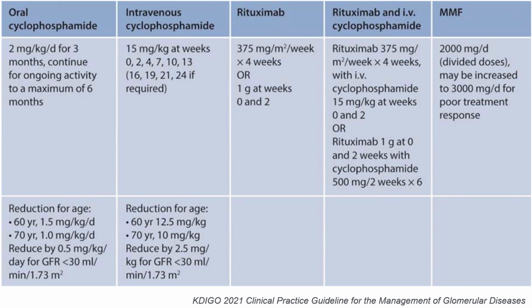And if you are going to use MMF in a patient with non-threatening ANCA-associated vasculitis, you can use the usual dose of 2000 milligram per day, and it could be increased to 3000 milligram per day.